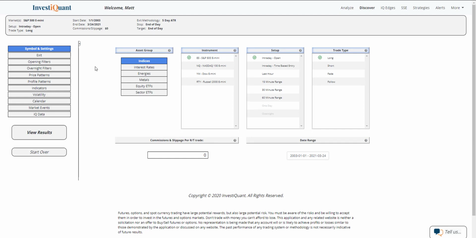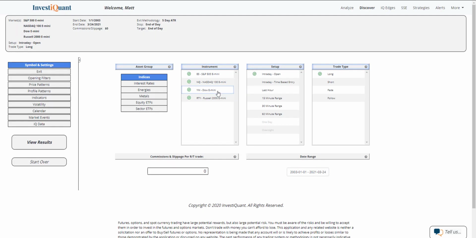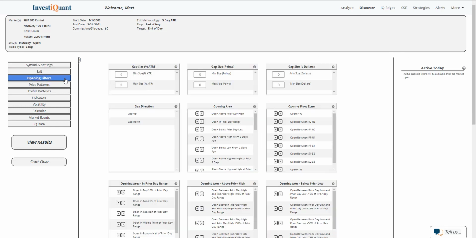Today we're going to be looking at a pattern based upon pivot points. The pattern is based upon closing between the S1 and S2 pivot point, followed by opening up the next day between the pivot point and R1. So let me set this up in Discover. I've got all four instruments selected here. The trade type is based upon entering the market long at the open of regular trading hours and exiting at the close of regular trading hours, which is 4:15 p.m. Eastern Time.